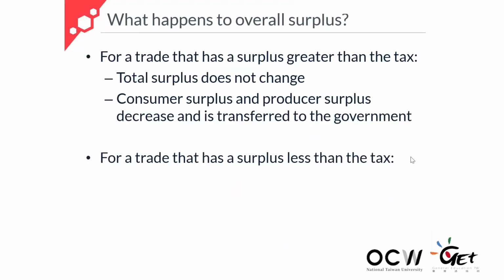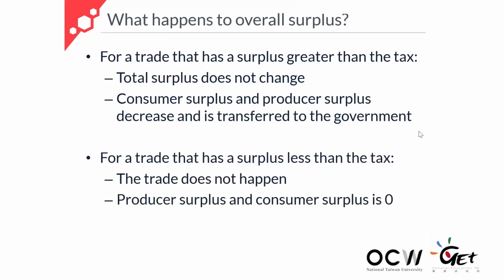If the surplus is greater than the tax, then total surplus does not change. You're just transferring this amount to the government. But if you have a surplus that's less than the tax, then the trade does not happen. So basically, up to the new equilibrium quantity with taxation, the sellers are receiving less and buyers are paying more than at the original equilibrium. So consumer surplus becomes smaller, producer surplus becomes smaller. You have this rectangle in the middle, that's what the government is taking away.